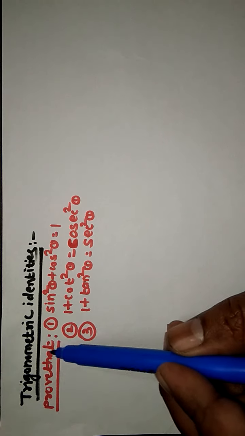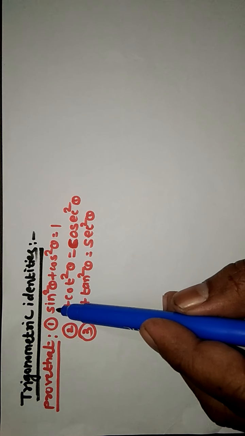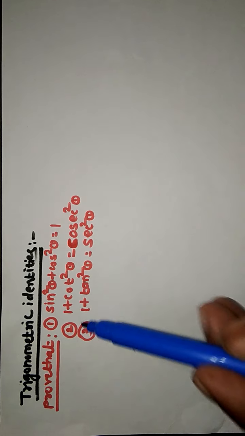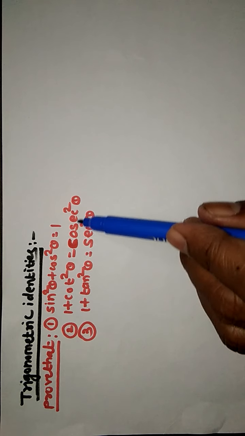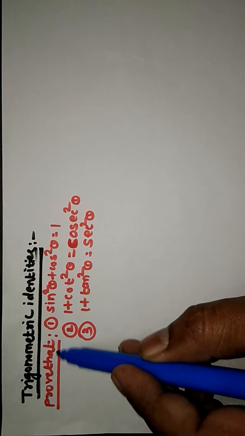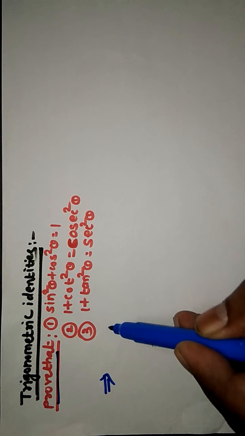Now we see the basic fundamental trigonometric identities. The first identity is sin square theta plus cos square theta is equal to 1. Second, 1 plus cot square theta is equal to cosec square theta. Third, 1 plus tan square theta is equal to sec square theta. We want to prove these. How can we prove this?